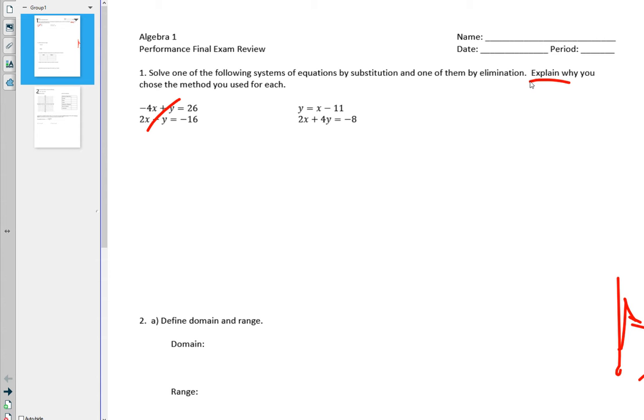When we eliminate, what operation are we really doing? It's elimination by addition. So you have to add in every column. -4 plus 2 is -2x. 26 plus -16 is 10. Divide by -2. So all the children rejoice because x was -5.